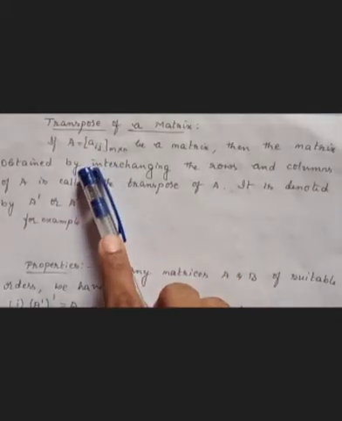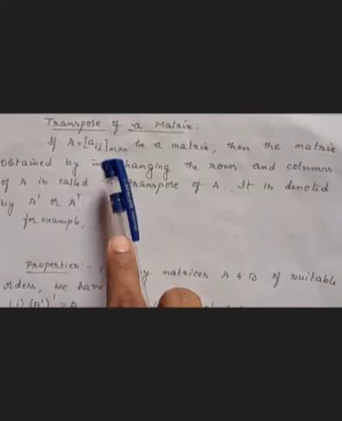Dear students, in this section we shall learn about the transpose of a matrix and special types of matrices such as symmetric and skew symmetric matrices. Let's define the transpose of a matrix. To define it, we consider a matrix Aij of any order. In general, A is a matrix of order m by n.